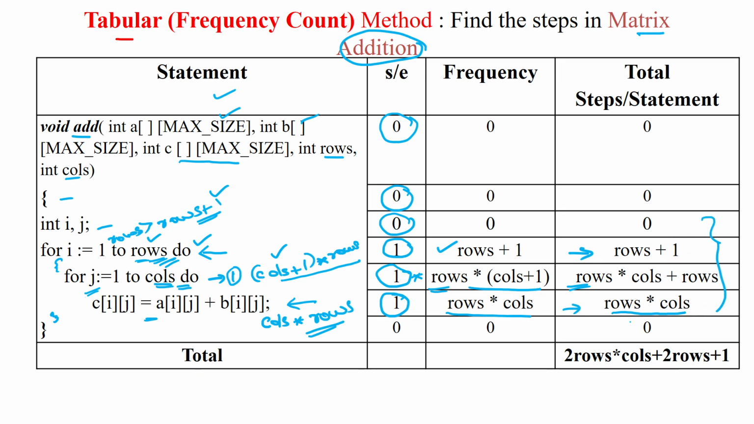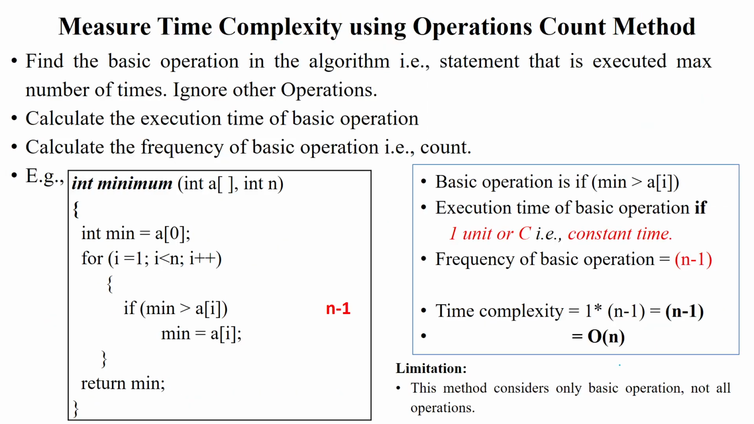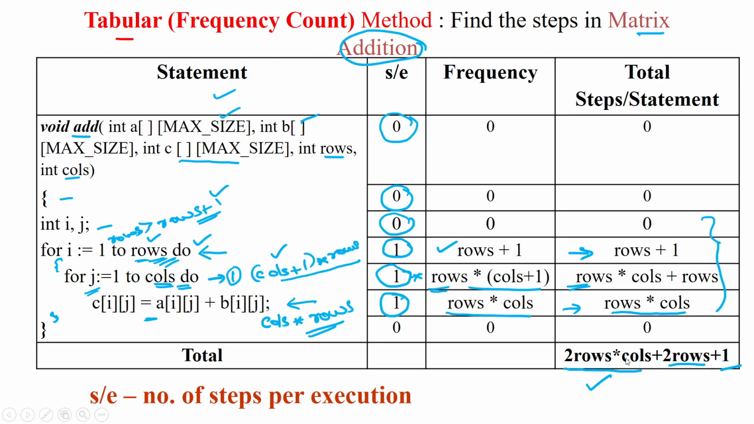You add all these things, and you will get 2 rows into columns, then plus 2 rows plus 1. So this is the way to apply the tabular method for frequency count approach. Thanks for watching.